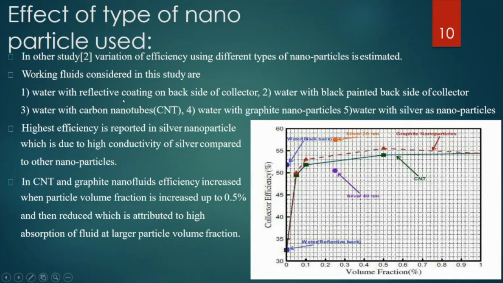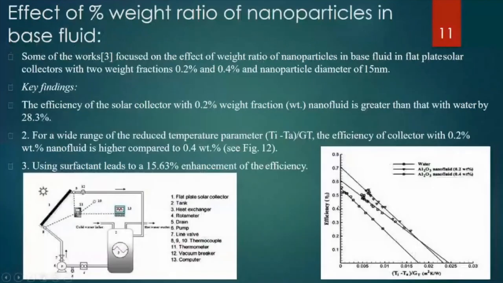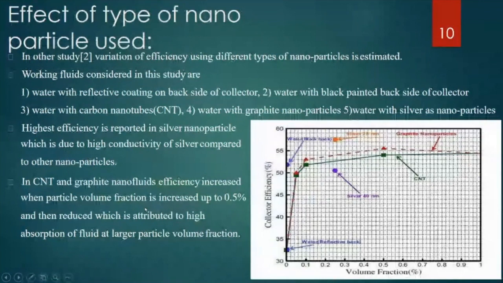Water with reflective coating, CNT, what is carbon nanotube? Water with reflective coating on the black side of the collector, water with black paint on the back side. I think it is not clear, but you can see the effect of different materials: silver with 40 nanometer, CNT, graphite. A researcher also compared the effect of different materials on collector efficiency. We can see that graphite is higher as compared to silver and CNT.